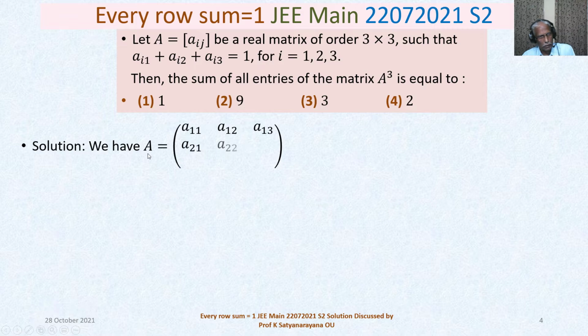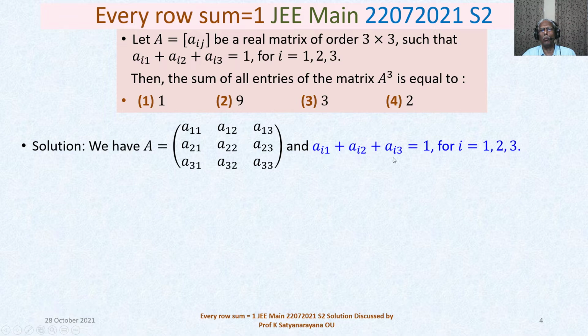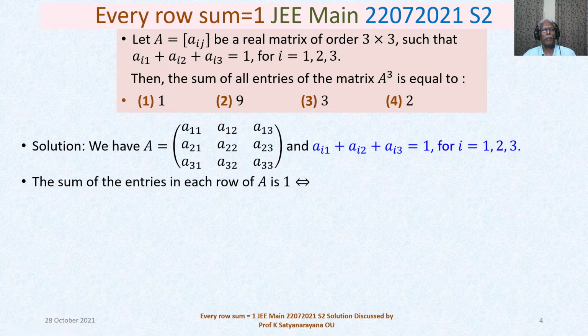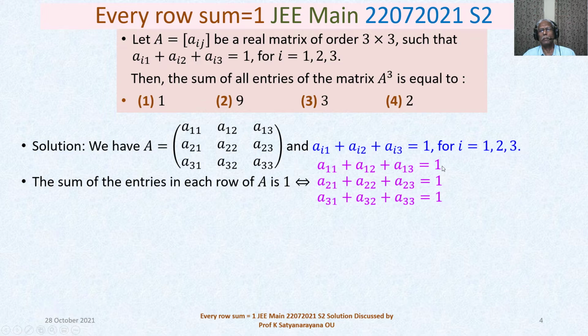We have this capital A, a 3 by 3 matrix, where the sum of the entries in each row is 1. That is, every row sum is 1. The sum of the entries in each row of A is 1 if and only if a11 + a12 + a13 = 1, that is, the sum of entries in the first row is 1. And similarly, the second row sum is 1, and the third row sum is 1.